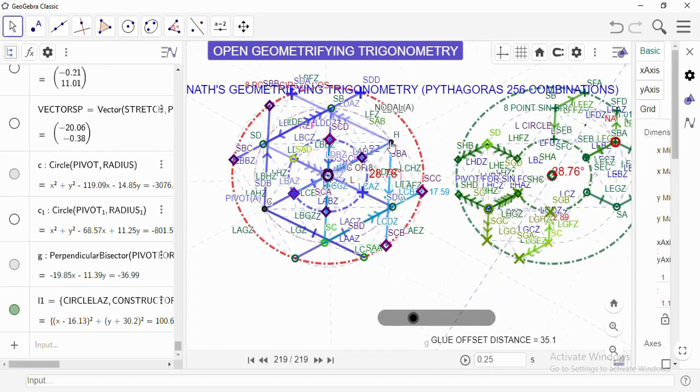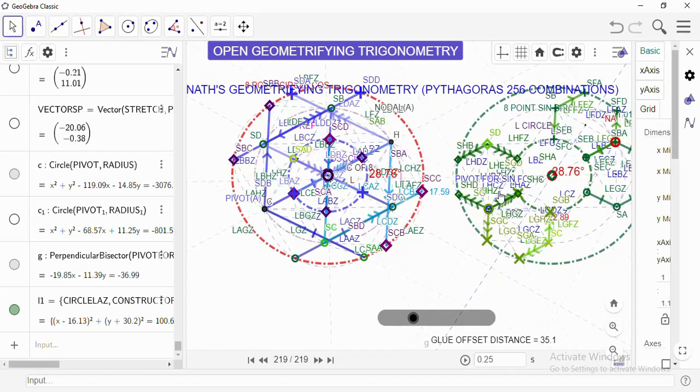Another line starts from here to here, that is cos square theta, and this line is the complement of that, which is sin square theta. Similarly, here you can see a line is like this, and this line is from here to here, which is cos square theta. Then another line is here, that is a sin square theta.